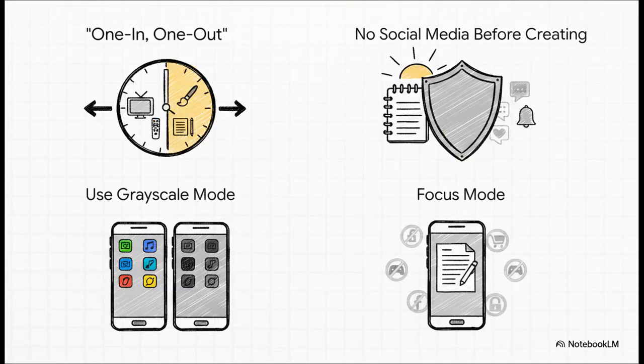So here are 4 practical ways to do that. First, the one-in, one-out rule. For every half hour you spend consuming, you have to spend a half hour creating. It's simple. Next, and this is a big one, no social media before you create something, especially in the morning. Protect that fresh mental space. Try using grayscale mode to make those shiny apps way less addictive. And finally, get ruthless with focus mode to block apps entirely when you're in a creative sprint.